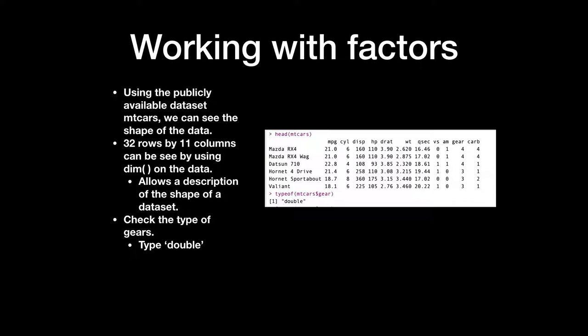So using the publicly available dataset mtcars, we can see the shape of the data. 32 rows by 11 columns can be seen by using the dim function on the data. This allows for a description of the shape of the data set. So let's take a look and check the type of gears, which is double.